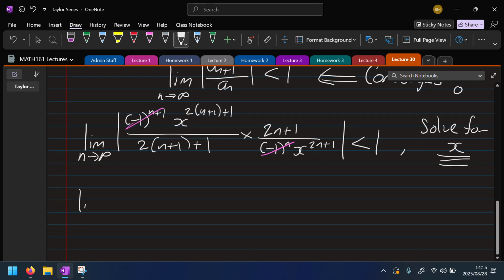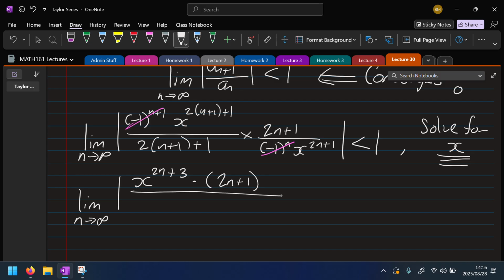So this is going to be the limit as n goes to infinity. We can keep the absolute value there. So x to the power of all of that, we can expand that out. So that will be x to the 2n plus 2 plus 1, so plus 3, times the 2n plus 1 left over there, all over the bottom part, 2n plus 2 plus 1, so 2n plus 3. And then again, we've got this x to the 2n plus 1. And again, we still want it less than 1.